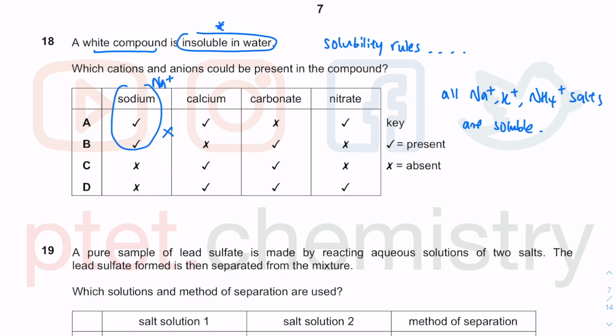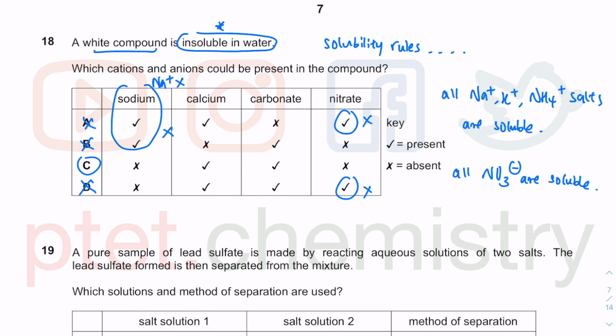So Na plus not present. So A and B are out. We also know that for the anions, all nitrate salts are soluble. So if you contain nitrate, it will be soluble, but this is insoluble, so it cannot contain nitrate. So must be B, or, well, in fact we got an answer already because A and B were crossed out, and then we cross out D. Nitrate cannot be present for it to be insoluble, so must be C there.